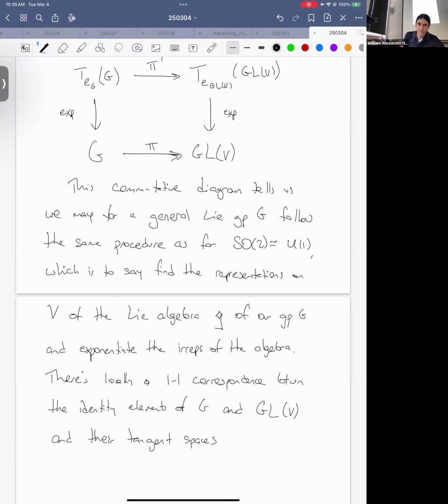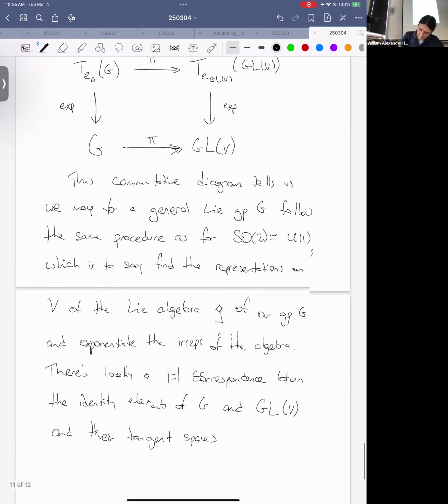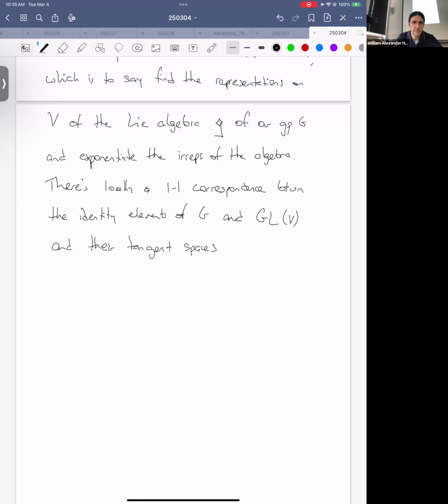Okay, good. And notice how global structure isn't necessarily preserved by this procedure. Okay, good. So this is our motivation then to systematically understand Lie algebras.